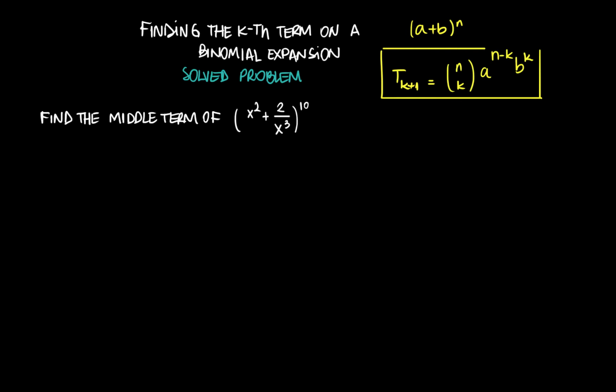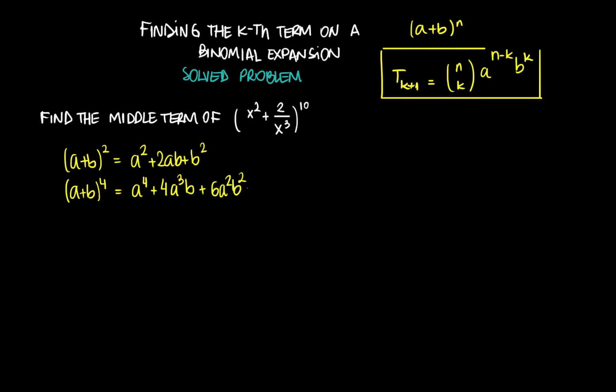If we, for example, expand (a plus b) to the second power, it's going to be equal to a squared plus 2ab plus b squared. Let's use another even power here. Let's say we want to expand (a plus b) to the fourth power. We're going to have exactly this: a to the fourth power plus 4a cubed b plus 6a squared b squared plus 4a b cubed plus b to the fourth power.